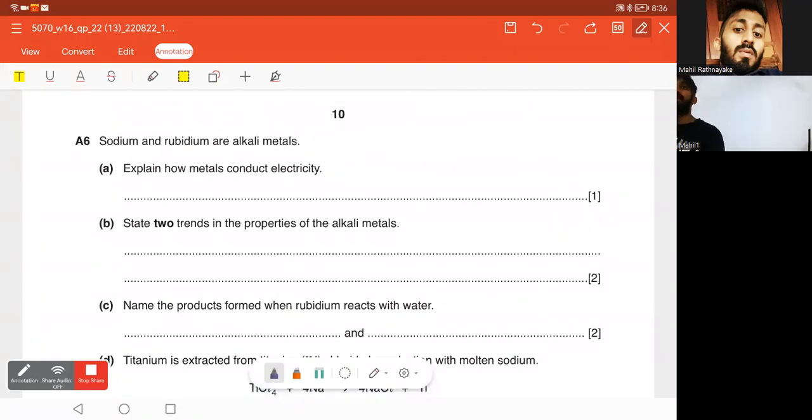Explain how metal conducts electricity: because of free mobile electrons. They have free mobile electrons.